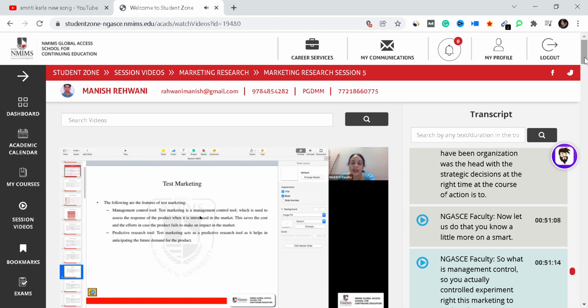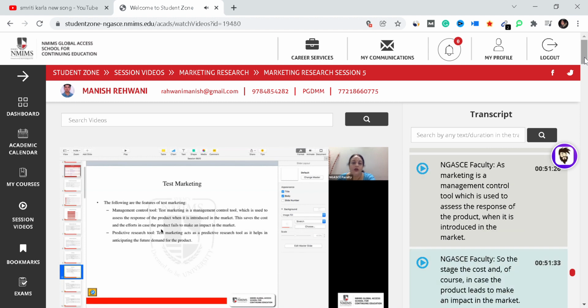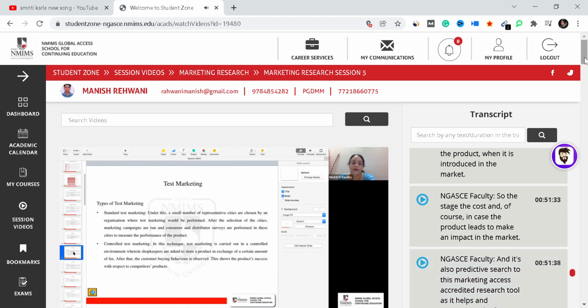Test marketing is a management control tool which is used to assess the response of the product when it is introduced in the market. So this saves the cost and efforts in case the product fails to make an impact in the market. And it's also a predictive research tool. Test marketing acts as a predictive research tool as it helps in anticipating the future demand of the product. How fast it gets adopted will also give you an idea about how much it is going to sell.